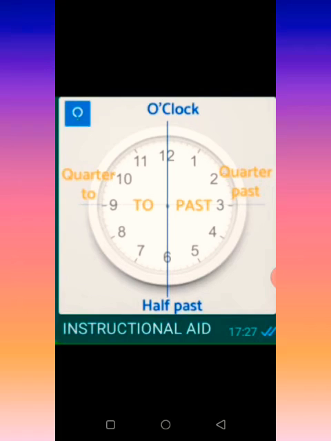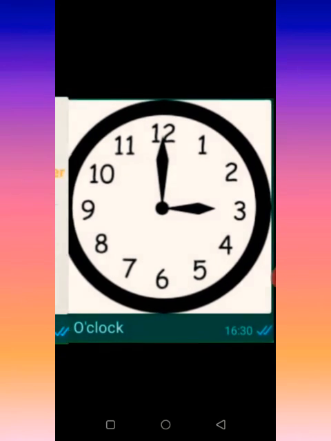For instance, if my short hand is in between 1 and 2, and the long hand is on 6, the short hand has not gotten to 2, but it just passed 1. So that's half past 1. All right, so let's move on to tell time.